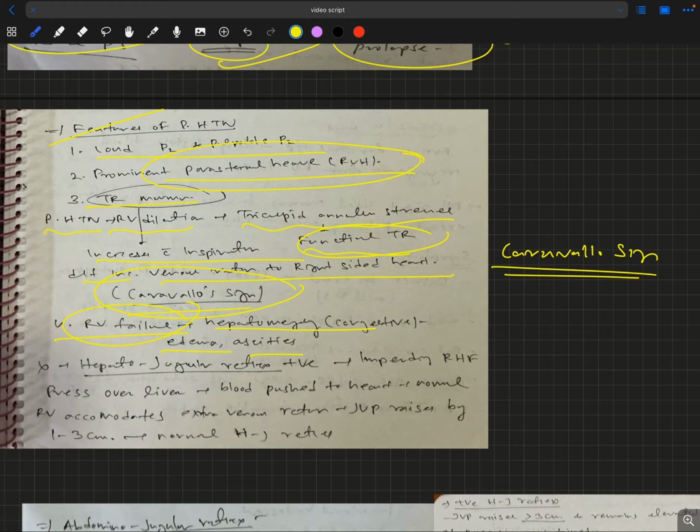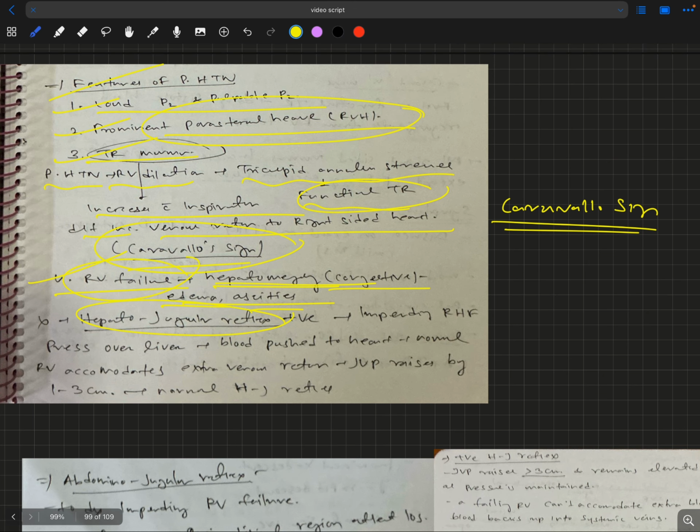So these are the features of pulmonary hypertension. First is loud palpable P2, prominent parasternal heave due to RVH, TR murmur that increases with inspiration, Carvallo sign, RV failure that will lead to congestive hepatomegaly, edema, ascites.